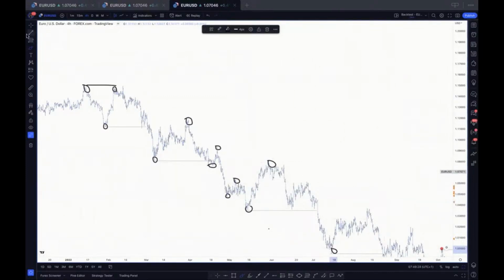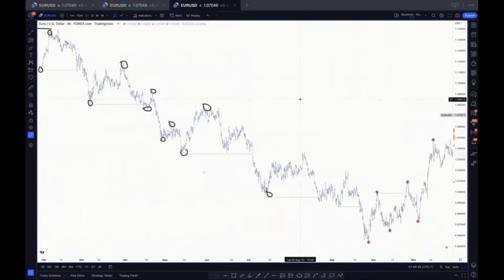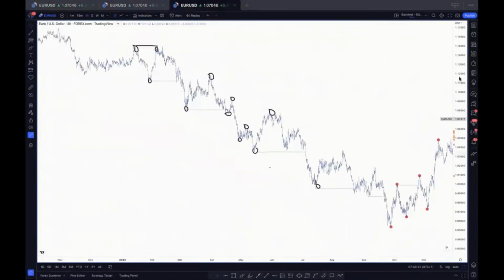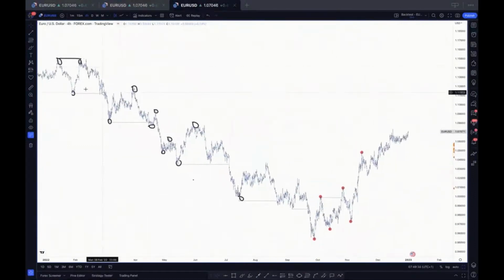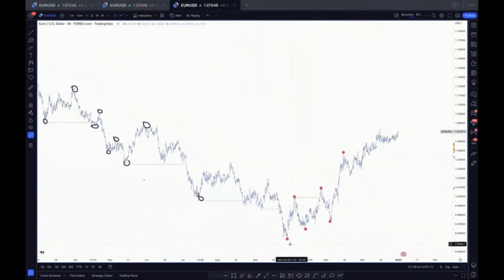So this is basically how, when you look at the entire structure on the 4 hour since January, you can see that it was basically a series of lower lows, lower highs, lower lows, lower highs, lower lows, lower highs, and then lower lows. And then around here, this was September, we made the last lower low.